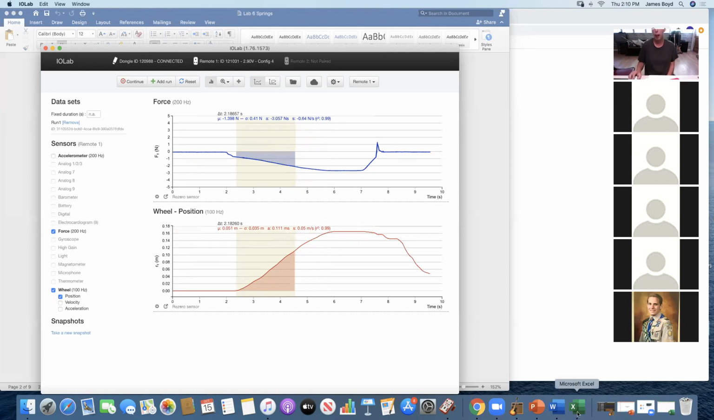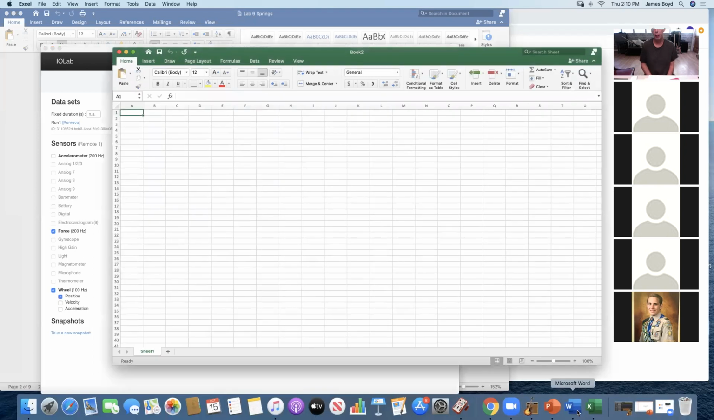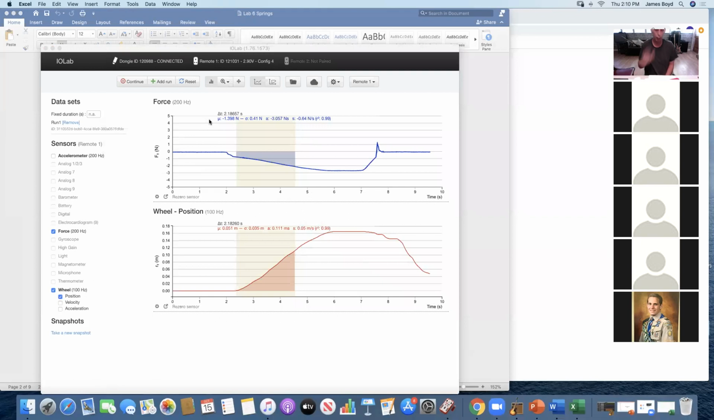Make sure that you have your Excel open. Supposedly, and it doesn't work for me very well, when you do this there's a way to make it populate straight through to your Excel, but we're not going to do that just yet. So we're trying to get the data of the force and the position at the same time on a graph so that we can graph force over position, and the slope of that graph, if we put a linear trend line, will give us K.